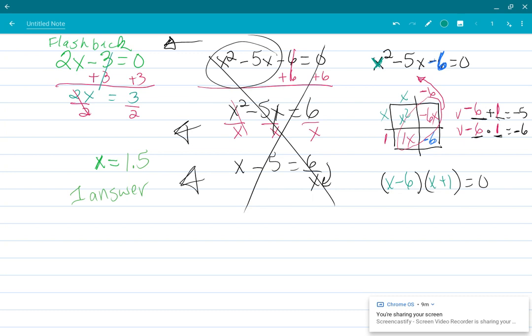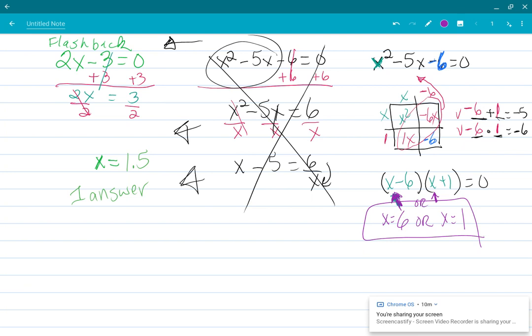So if this was a function, what would your x-intercepts be? What number would make this become 0? What number can you put in here that's going to cancel out -6? The opposite would cancel -6, which would be 6. And then what number would cancel out +1? So here are the two answers.